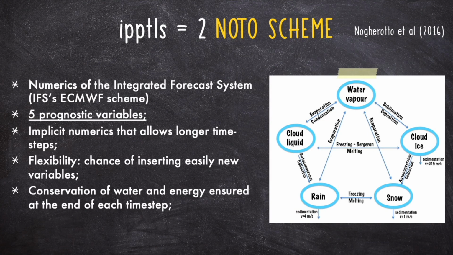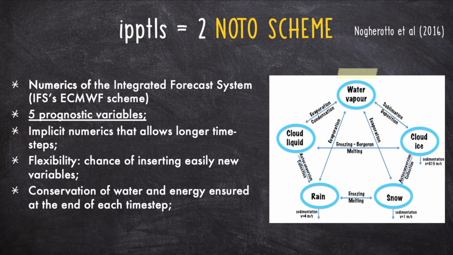The other scheme, setting IPPTLS to 2, we activate the Nogherotto-Tompkins scheme, or NoTo to his friends. The scheme is built upon the ECMWF integrated forecast system and solves five prognostic equations for five prognostic variables, which are the water vapor, cloud ice, snow, rain, and cloud liquid.